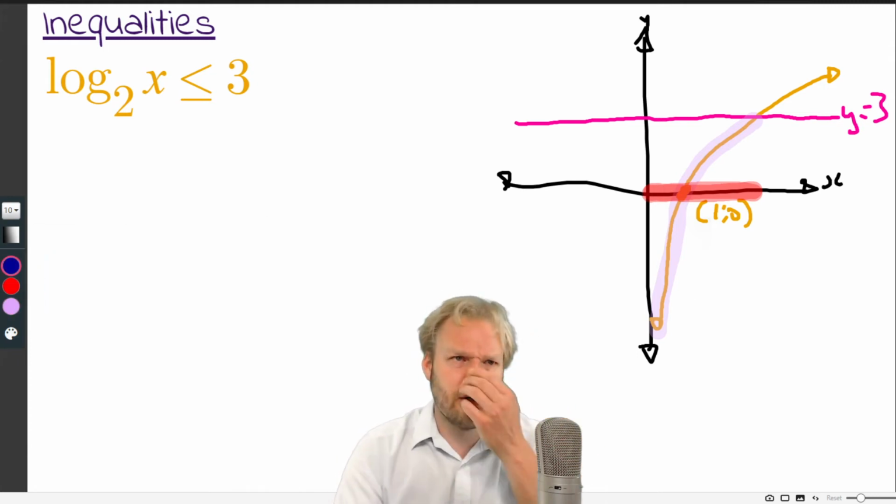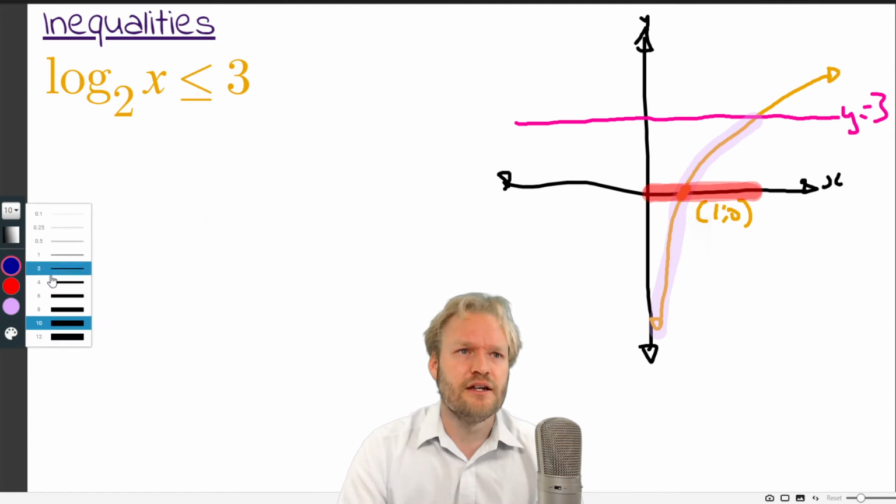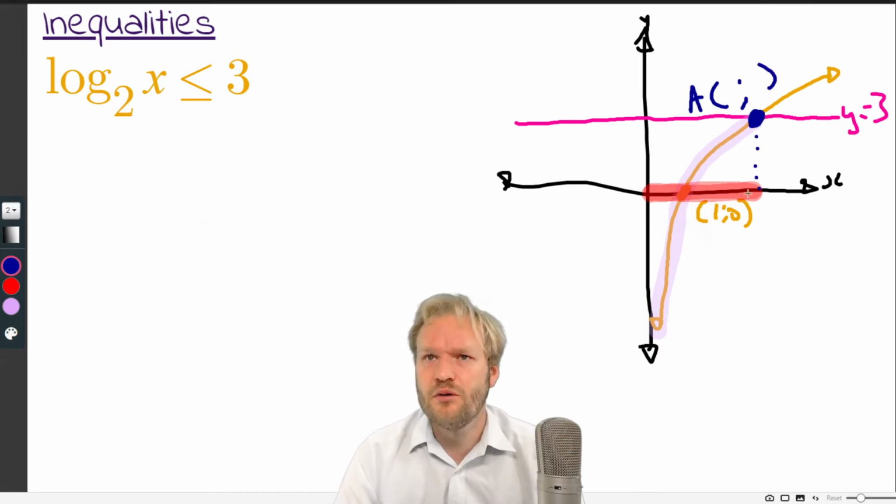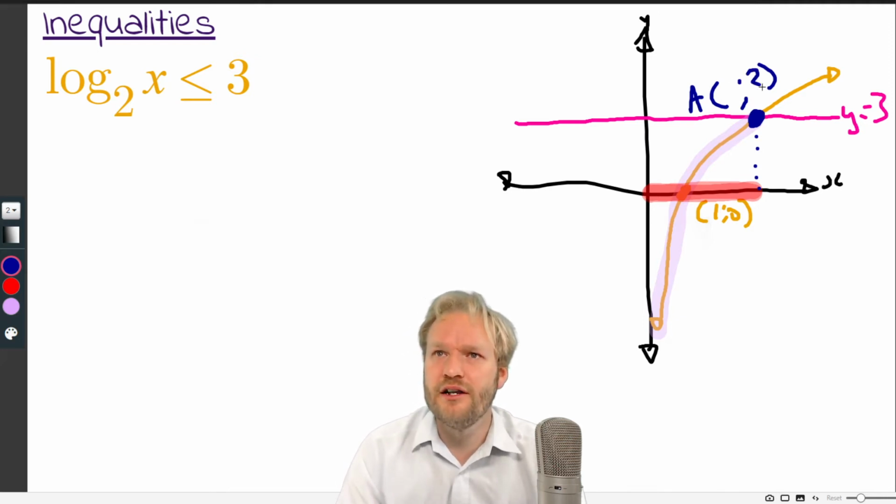So we only have one thing really to do here, and that is, if we're going to work out this point here, let's call it A, then we're just going to describe all of these x values over here. So what do we know about point A? Well, we know its y value is 3.